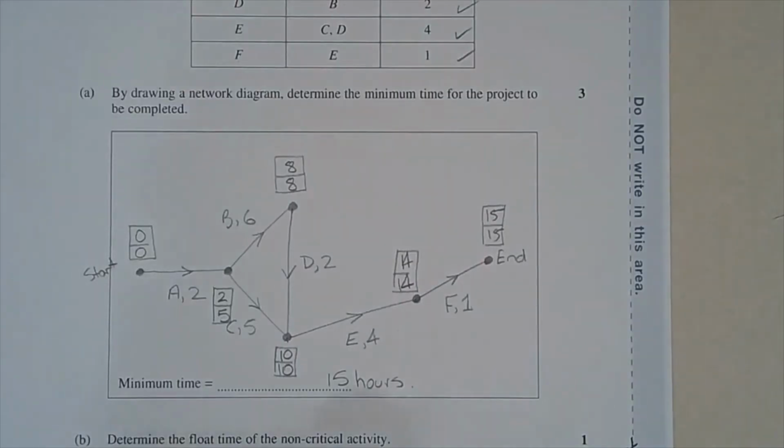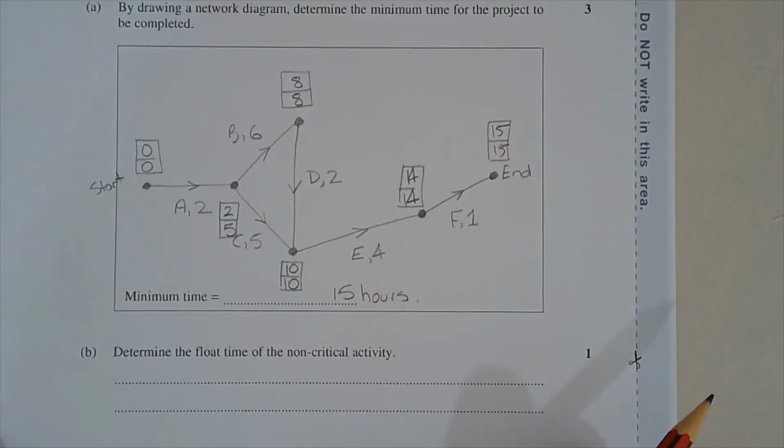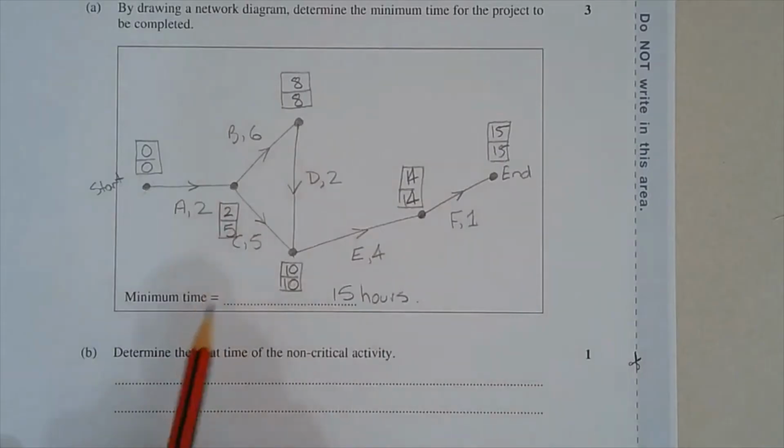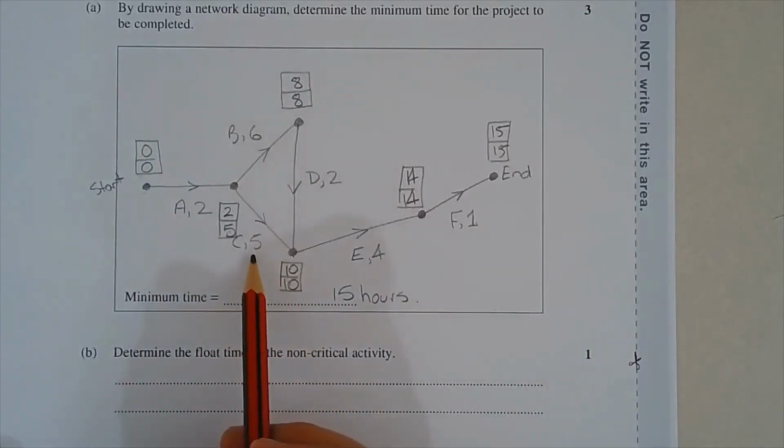Now, let's determine the float time of the non-critical activity, because what we've just done there is to determine part B. So the non-critical activity is the activity that comes after this domino here. So the float time of the non-critical activity is activity C.